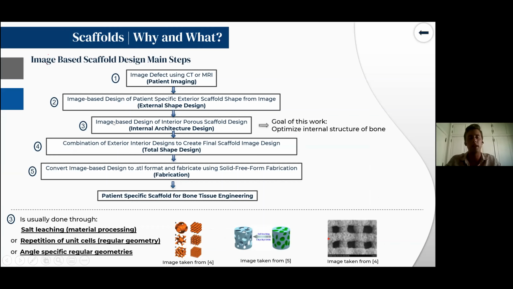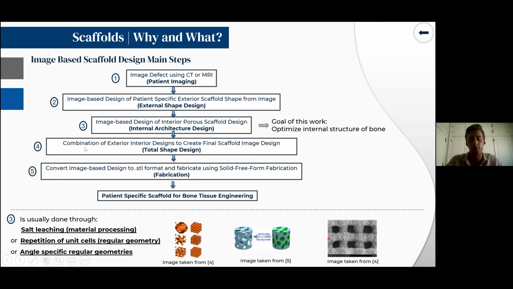So just to have an idea, the main steps involved in designing a bioscaffold is imaging the patient with a CT or MRI, computed tomography. And then we can get the external shape of the scaffold. And the third step is designing the interior shape of the scaffold. The goal of this work was to optimize the internal structure of bone, the trabecular structure of bone, such that we can use these results to design the interior architecture of our scaffolds, because they should resemble as much as possible the native bone in the patient.